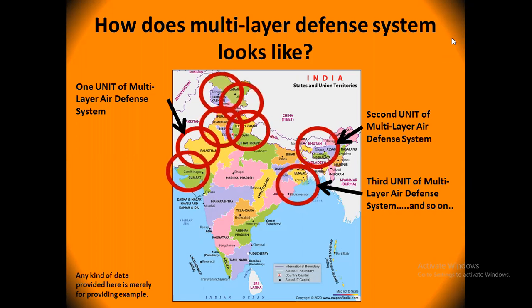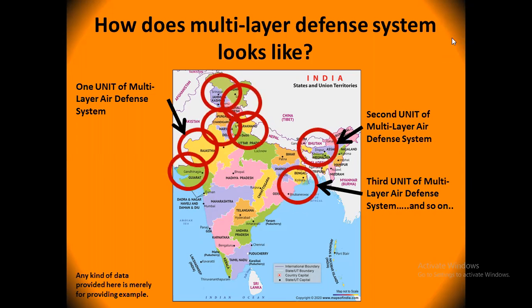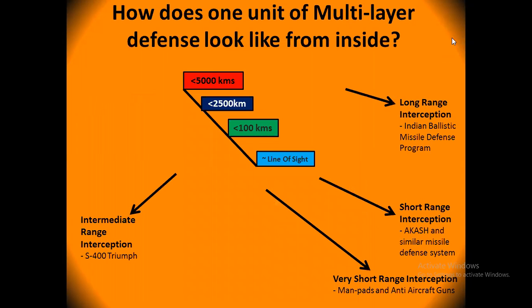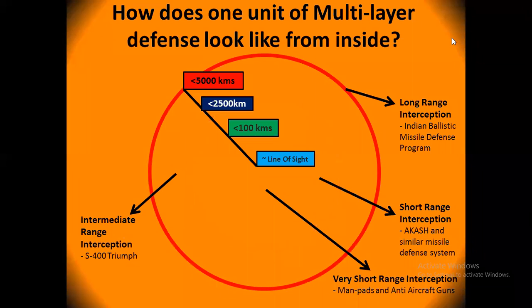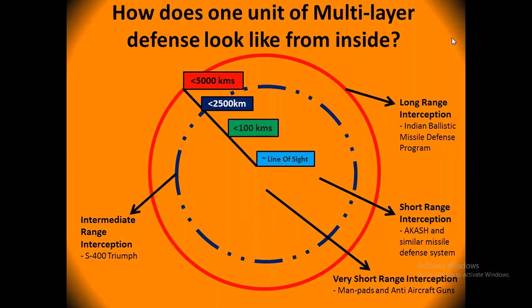One layer is near the borders, where there are more threats, that is near Pakistan and China, where there is mostly high security. If you go deeper into these circles, we'll understand the layers. This is the first layer, the long range, which covers around 5,000 kilometers. These are missiles like Prithvi, which are used for long range interceptions. Here the Indian ballistic missile defenses are kept.